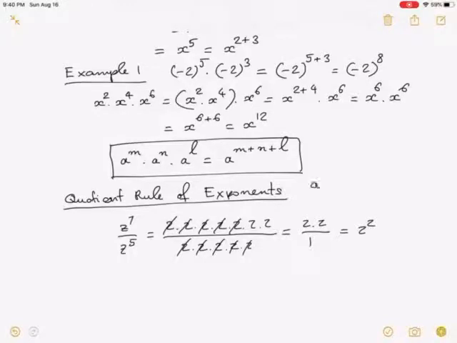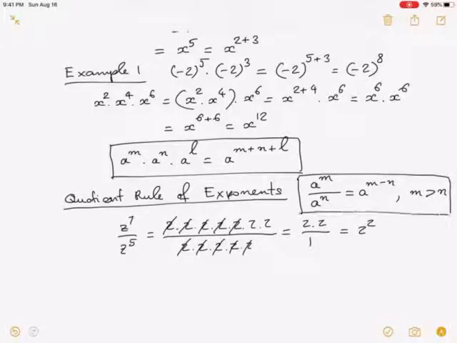So the rule is that a to the power m divided by a to the power n is the same as a to the power m minus n, if m is more than n.